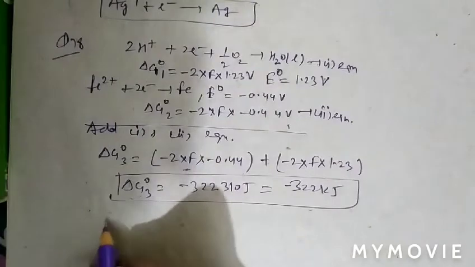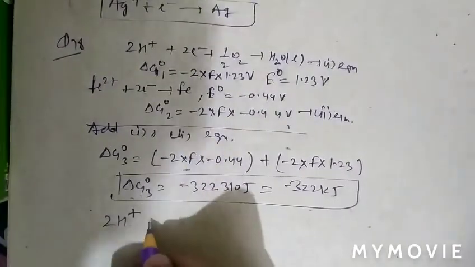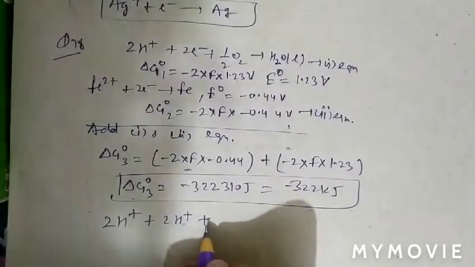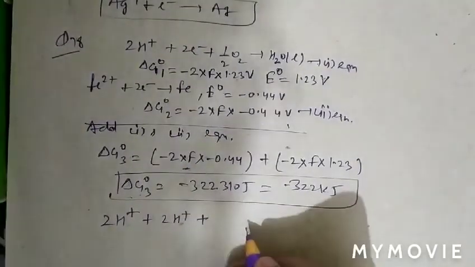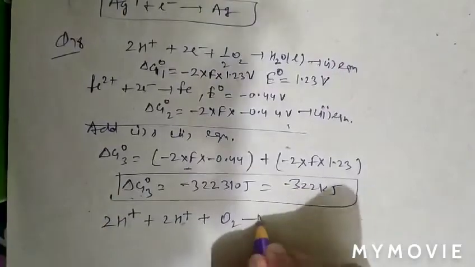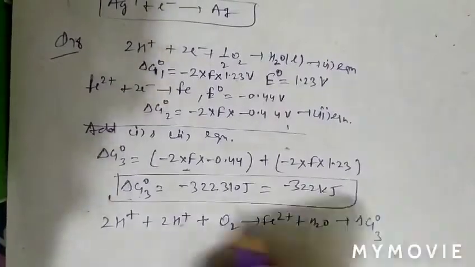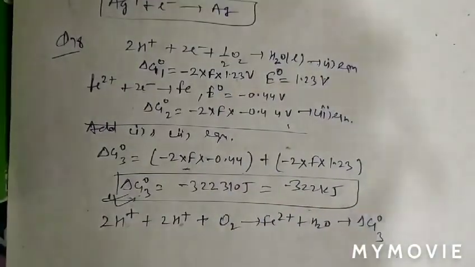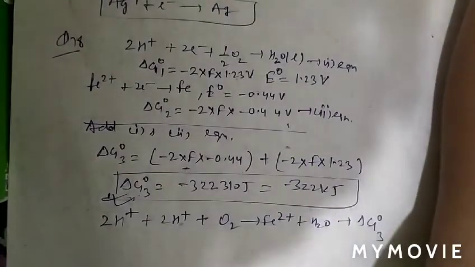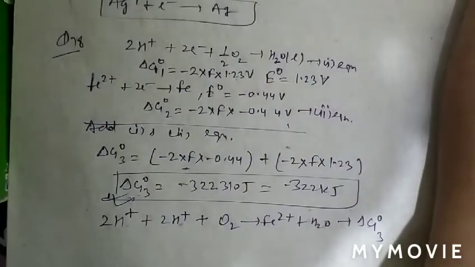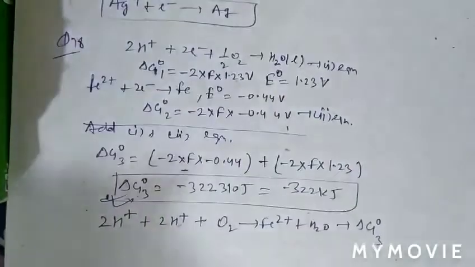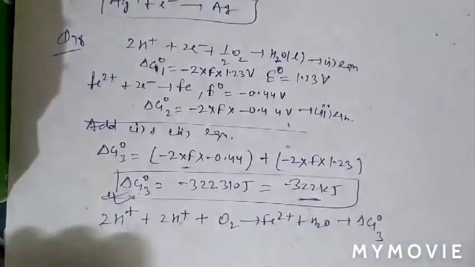So on adding these two, the reaction will be 2H plus, left reactant to left side and right reactant to right side added. It gives Fe2 plus and H2O. That is the value of delta G3 that we have calculated here. So question number 78, which option is correct? Minus 322 kilojoule, so option A is correct.